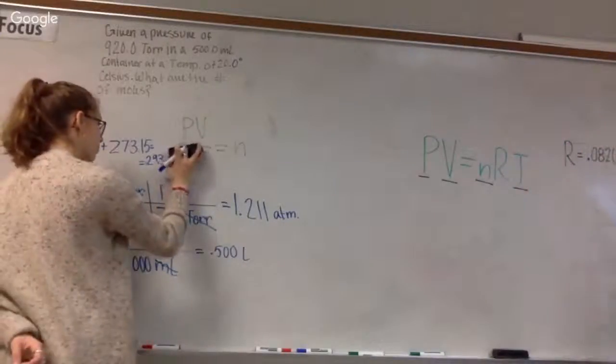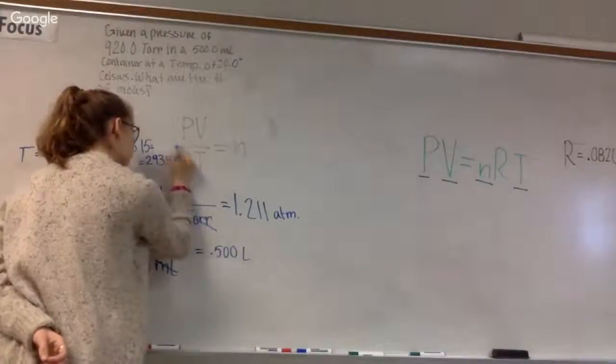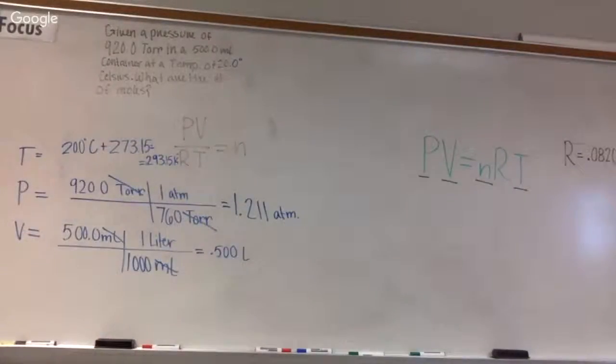Incidentally, you're going to get varying degrees of lazy in problems sometimes, and even in answers, where they don't go 273.15, they go 273.2 or 273 point nothing, or just 273. So right now, don't we have the temperature, the pressure, and the volume?